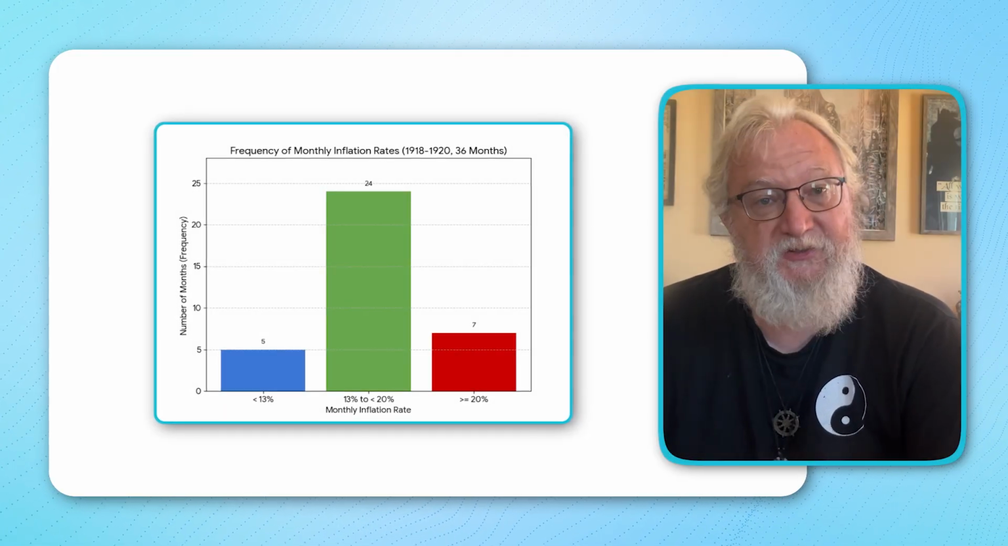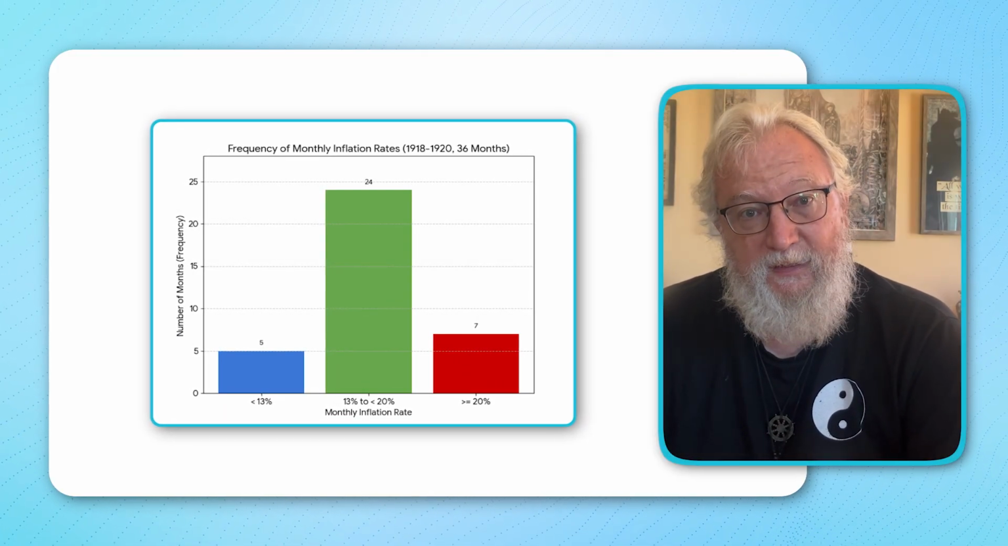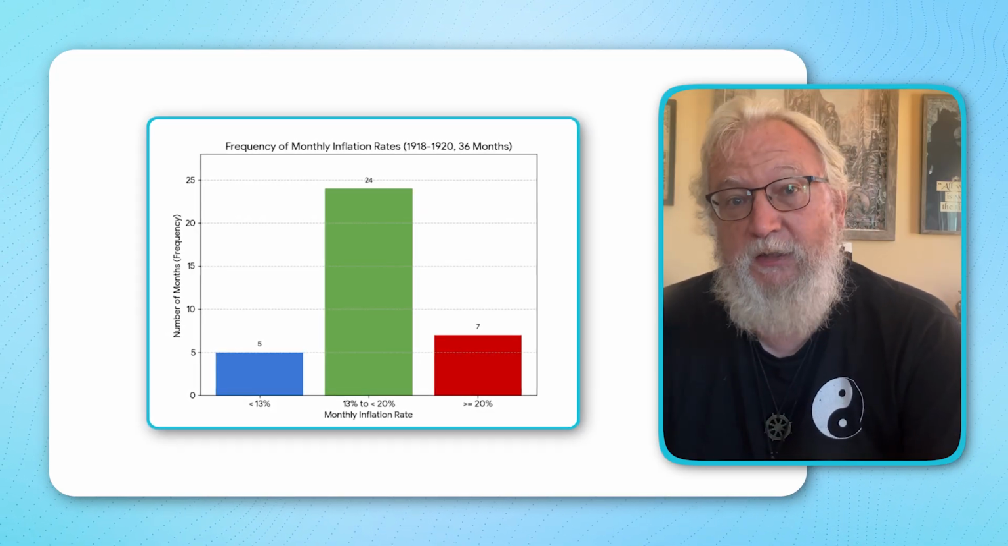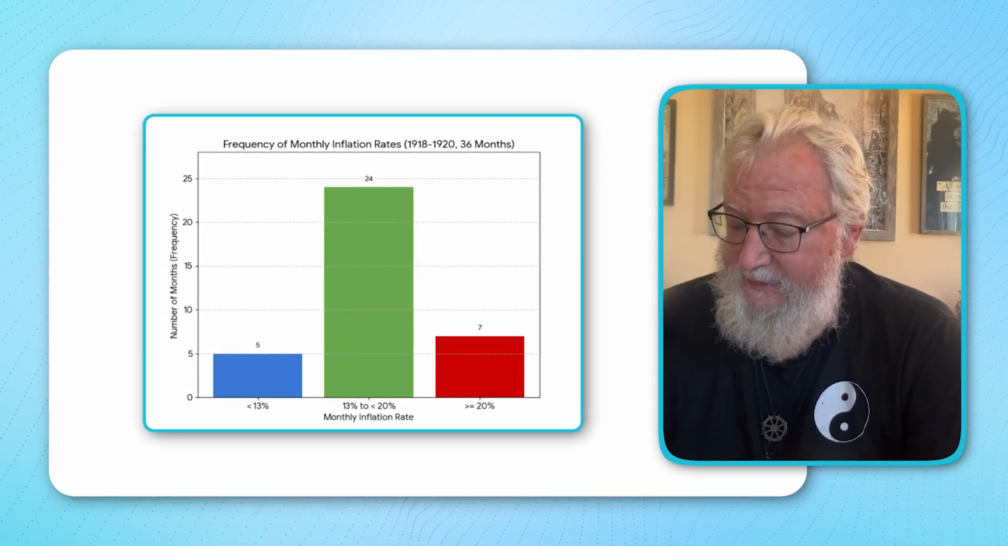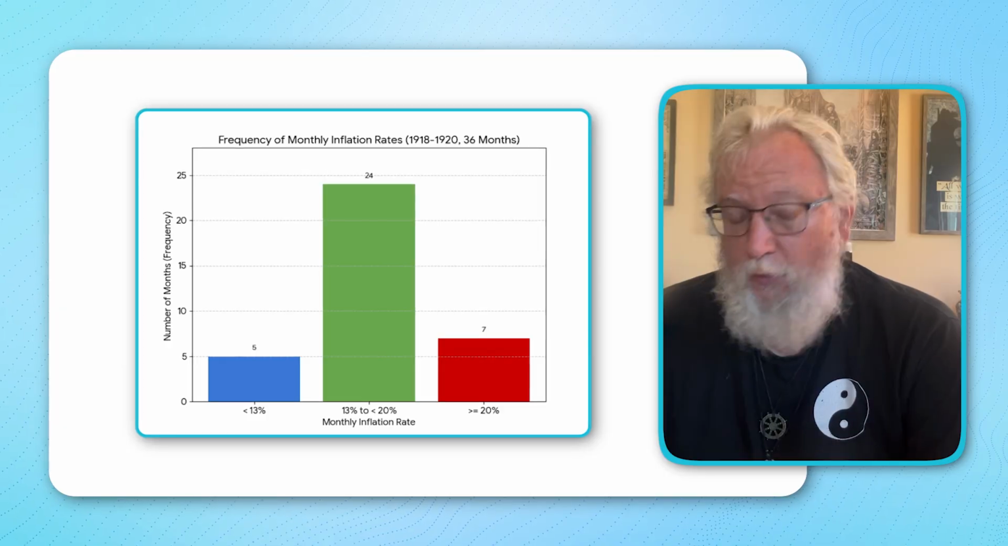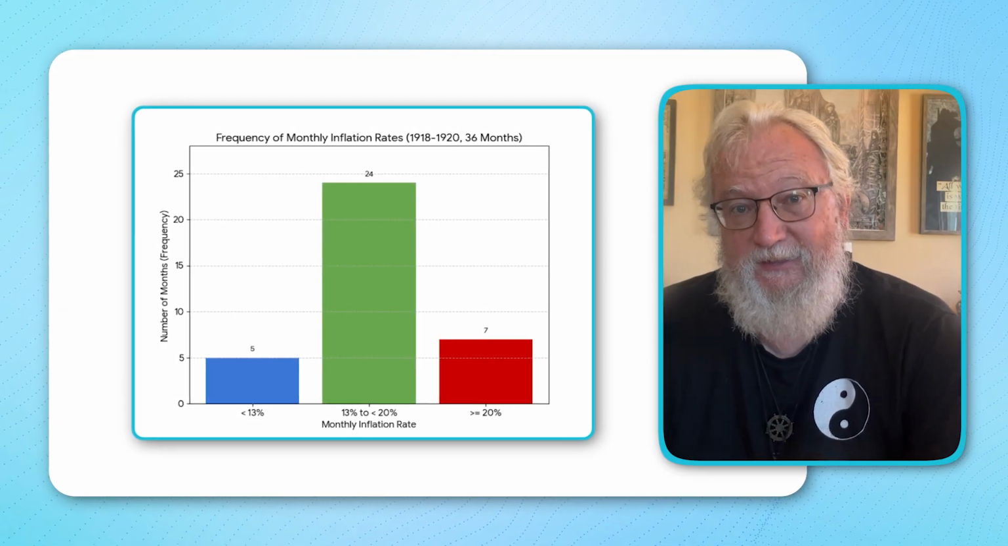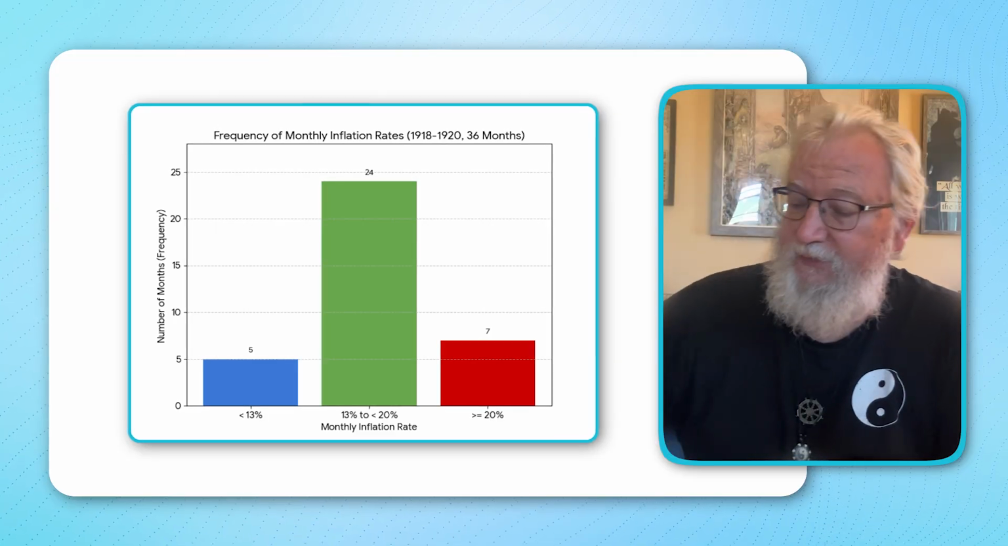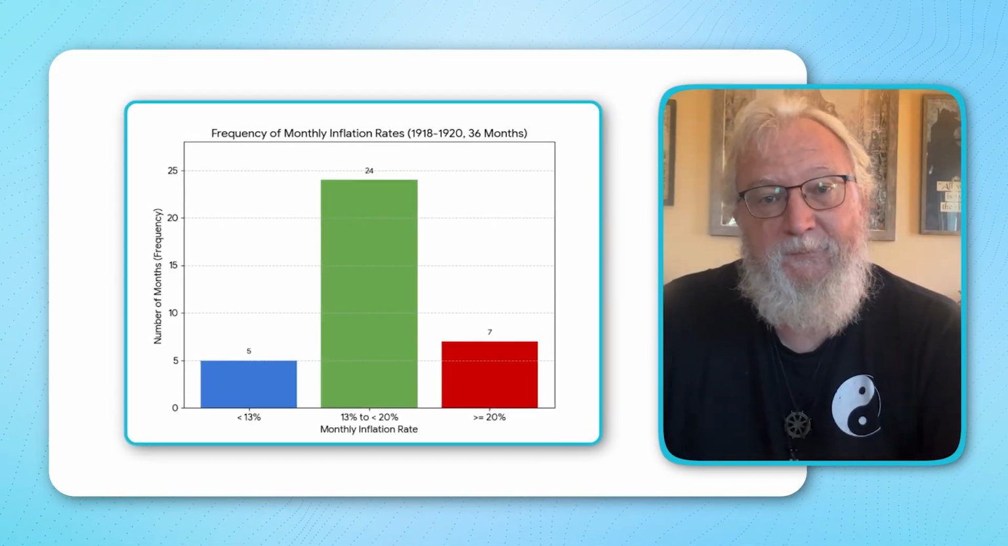And I want to read some numbers to you just to make the point. Now, 36 months, 1918 to 1920. In those 36 months, 7 months had 20% inflation rates. Only 5 months in those 3 years had an inflation rate of less than 13%. Now, obviously, those numbers don't mean much to you because context always matters. I mean, what does 20% inflation mean?